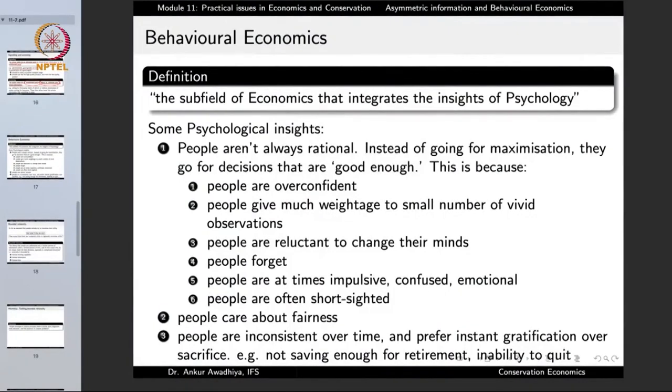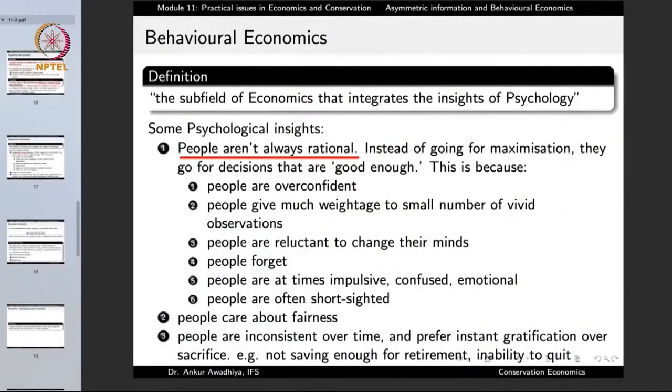Some psychological insights that are incorporated are things like people aren't always rational. In our classical economics, we had assumed that people are always rational. But we know from psychology that people are not always rational, so we have to make space for that. Instead of going for maximization, they go for decisions that are good enough. That is, people do not try to maximize their welfare. They try to have a welfare that is good enough for them. Till now we had been concentrating on the maximization of welfare, maximization of surplus, but that is not something that always happens. Most of the time people want to have a value that is good enough for them.